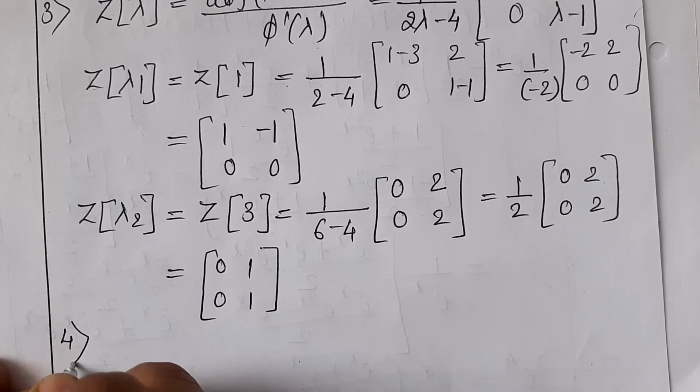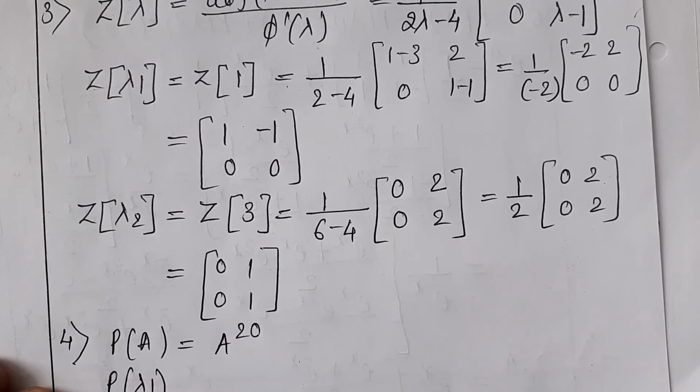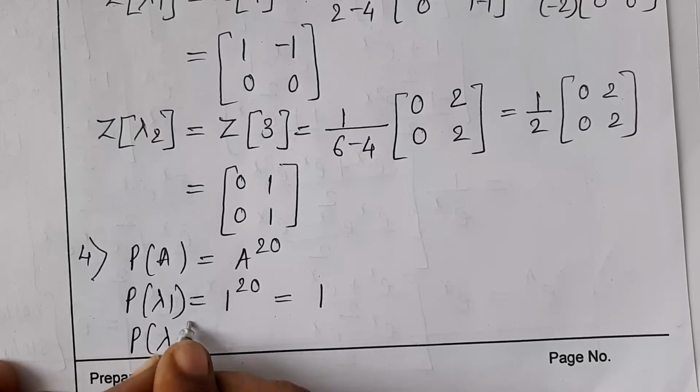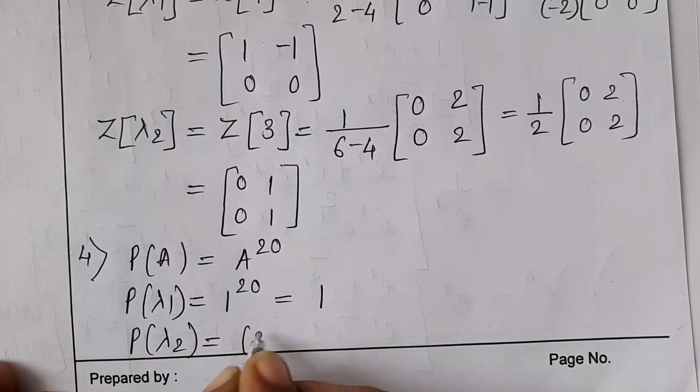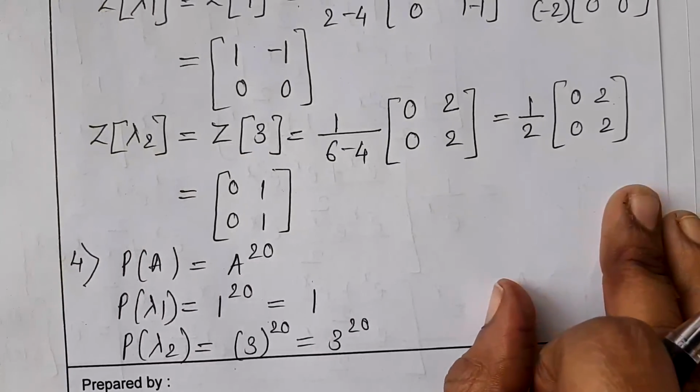Then find out P of A. P of A is A to the power 20. So P of lambda 1 is 1 to the power 20, which is equal to 1. P of lambda 2 is 3 to the power 20. So we keep this 3 to the power 20 as it is instead of computing it.